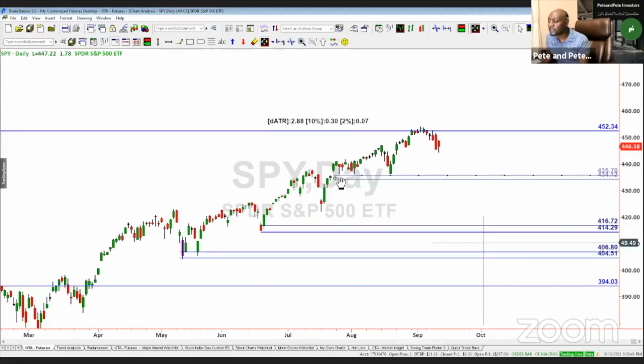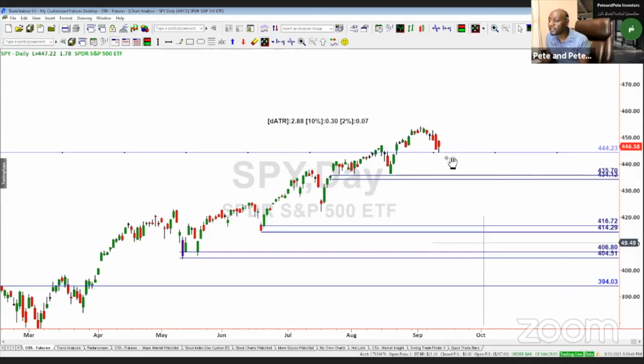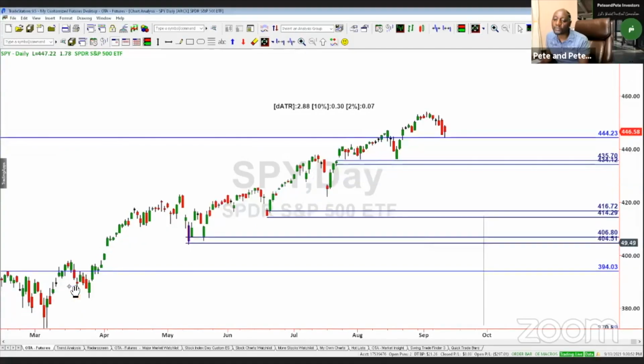It's still valid, 435. If it gives you that opportunity to get there, you should mark it to go long, because you notice that we have been on a relentless uptrend.